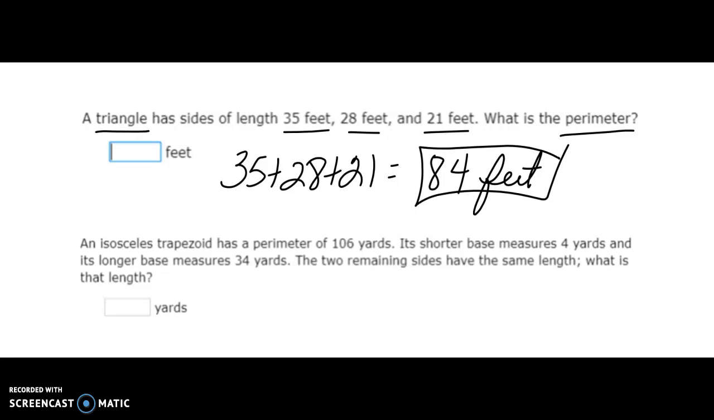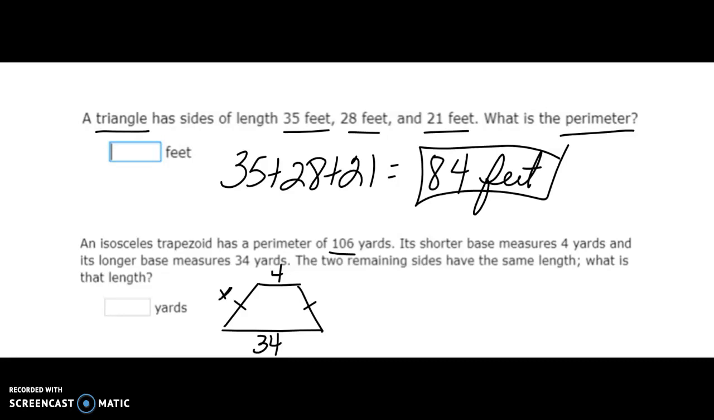An isosceles trapezoid. Now, isosceles trapezoid, just to remind you, here's your trapezoid, but isosceles means that both legs are the same length. It has a perimeter of 106 yards. So all 4 of those sides are going to add up to be 106. Its shorter base is 4, and its longer base is 34. The 2 remaining sides have the same length. Well, duh, because that's what an isosceles trapezoid is. What is that length?